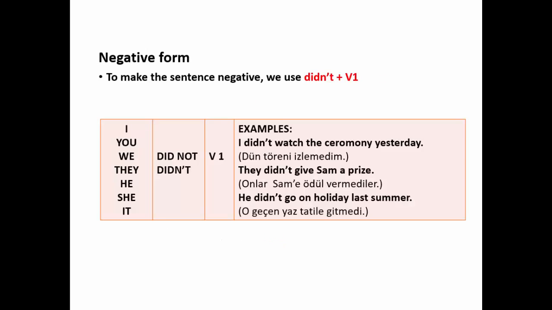The negative form of past simple. To make the sentence negative, we use didn't plus verb 1. We use the subjects I, you, we, they, he, she, it. Then we add did not or the short form didn't plus verb 1. The examples. I didn't watch the ceremony yesterday.